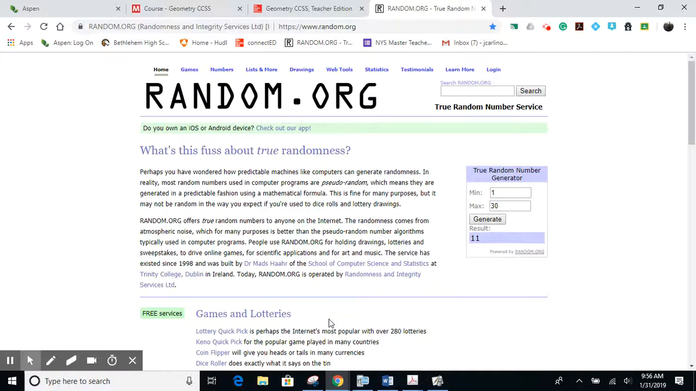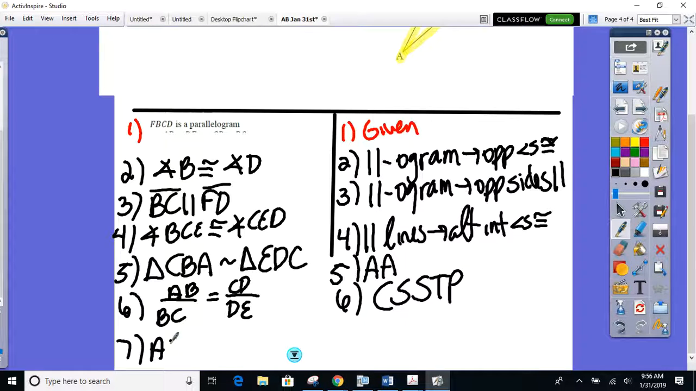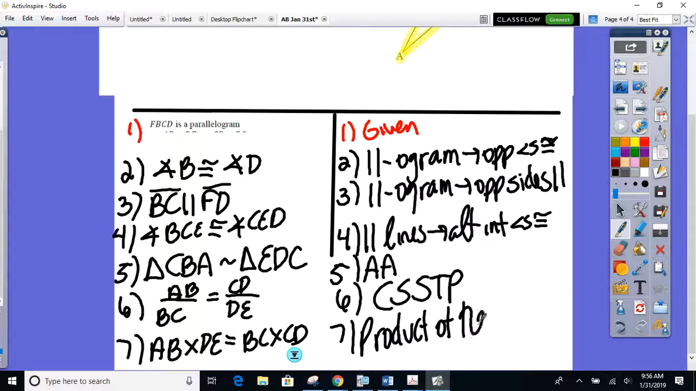Why are the ratios equal? Ooh, we better get that right. Corresponding sides in similar triangles are proportional. Then what can we do? Multiply the means and extremes. AB times DE equals BC times CD. Product of the means equals product of the extremes.